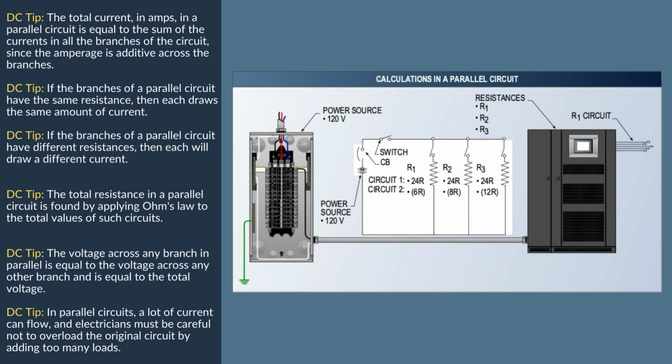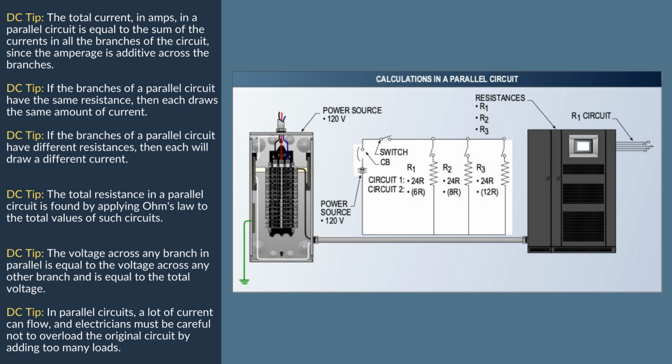If all the resistances are equal, the resistance of one unit may be divided by the number of loads to find the total resistance. For example, assume that each resistance in the circuit in the illustration has a value of 24 ohms. Dividing 24 ohms by the 3 branches, the number of resistances in the parallel group, is 8 ohms. The calculation is performed as follows.